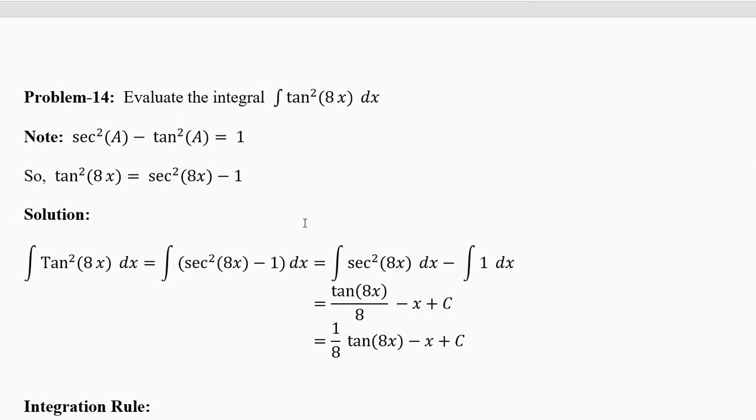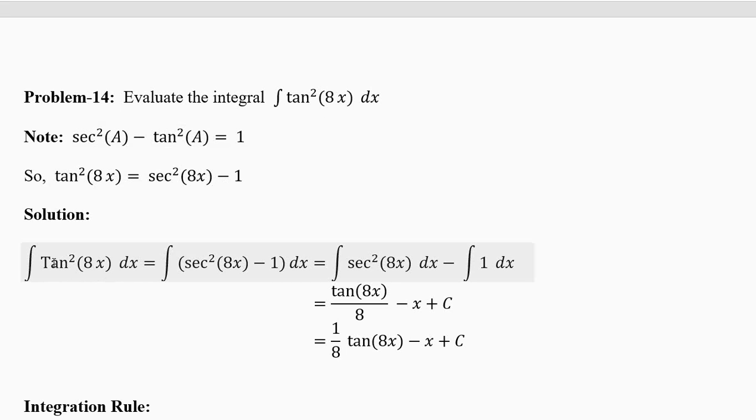Next is evaluate the integral tan square 8x dx. Now, the 1 is sitting here, but that will not help you. Now remember your second identity from your trigonometry course. It is secant square minus tangent square equal to 1, and tangent square equal to secant square minus 1. Now inside you can put anything. So tangent square 8x equal to secant square 8x minus 1.